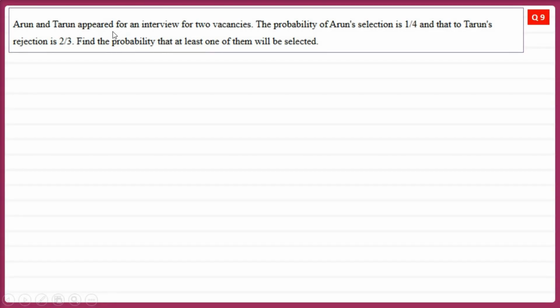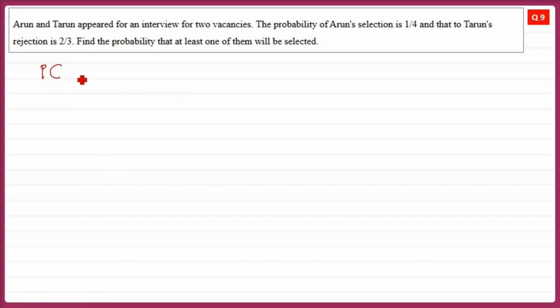Arun and Tarun appeared for an interview for 2 vacancies. So there are 2 persons, and the probability of Arun's selection is 1 by 4, and that of Tarun's rejection is 2 by 3. Find the probability that at least one of them will be selected. So what all is given in the question, let's write that.